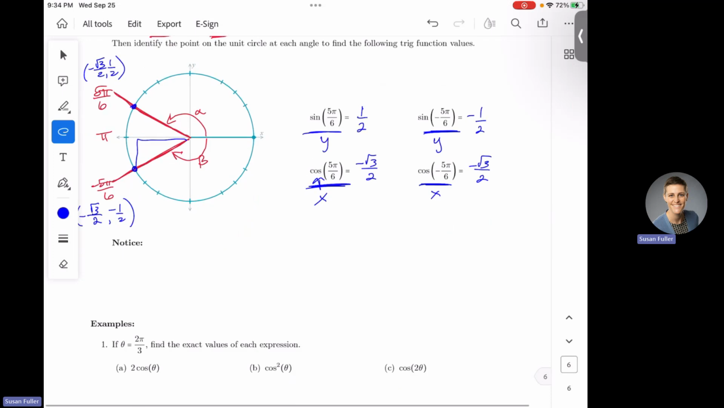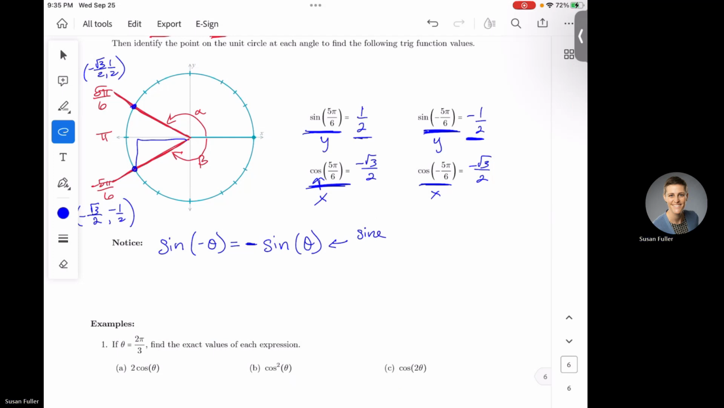So this is just something to notice here. Notice that if you take the angle and make it negative, the sine of a negative angle, negative 5 pi over 6, was the negative of the sine value of the positive angle. It was negative 1 times the sine of 5 pi over 6. This one's negative, this one's positive. They're opposite signs, and that's because sine is an odd function, something that we talked about a little bit in college algebra.